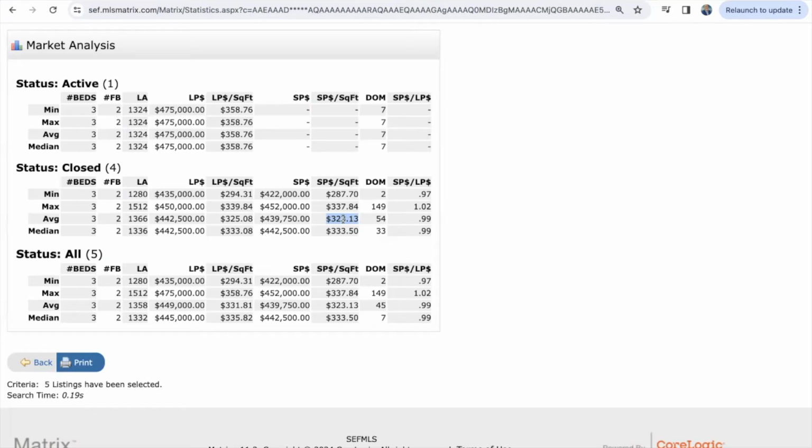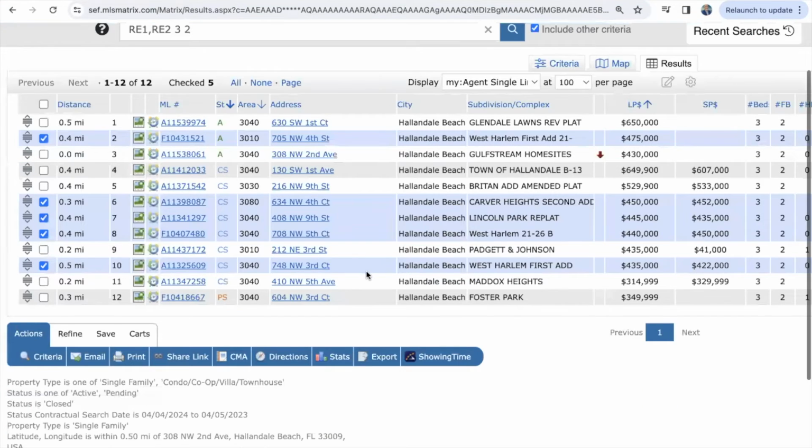On average. Now multiply 287 times 1,300. You get 373, 374. So if you were trying to figure out what price you should offer for that property, why I'm trying to figure it out.